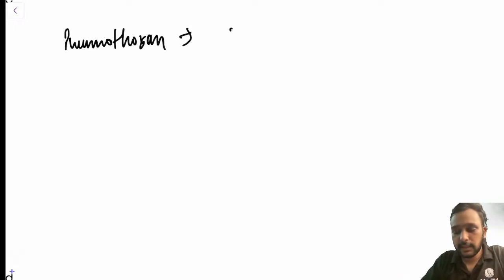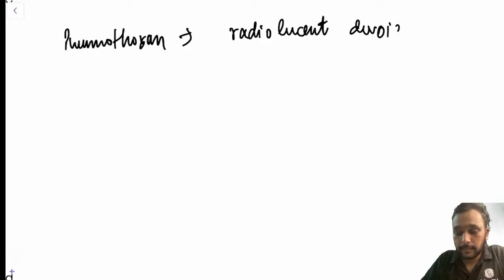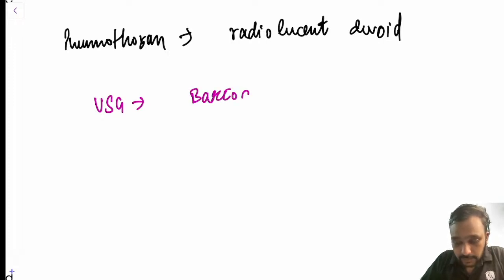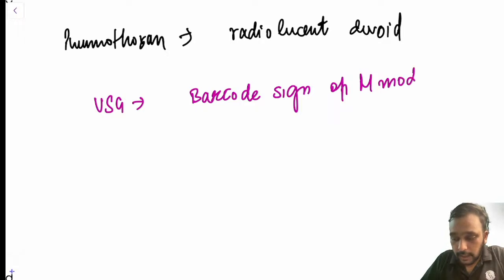You will see a radiolucent area that will be devoid of any lung markings. You should also know what are the ultrasound findings. On ultrasound findings, you will see that there will be a barcode sign. Barcode sign will be seen on M mode imaging in a patient with pneumothorax.